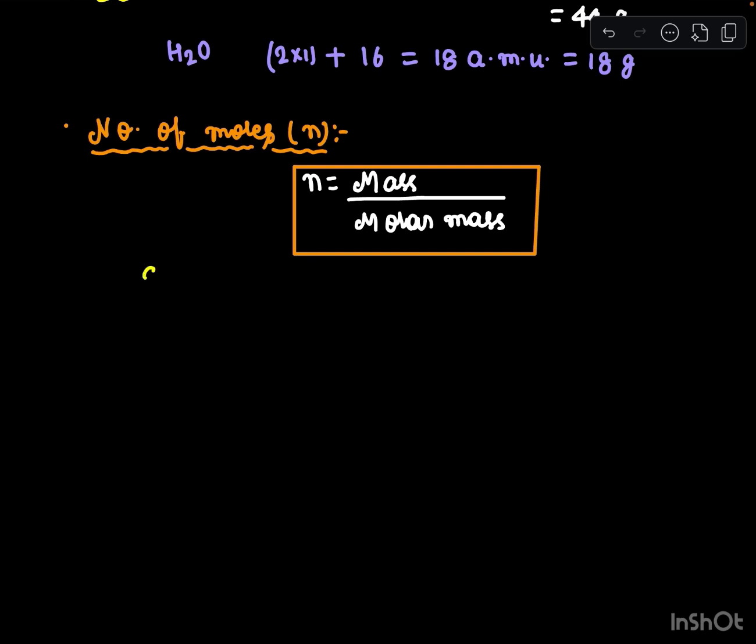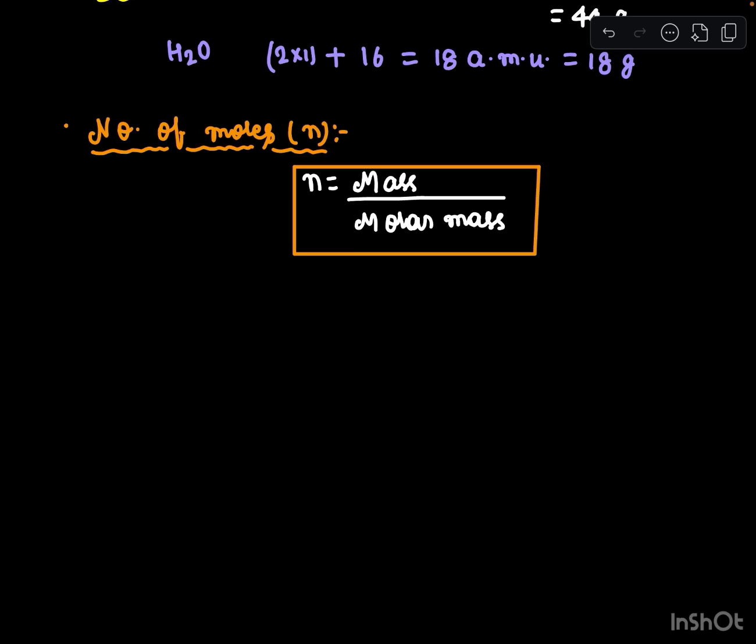In chemistry, we deal with solid, liquid, gas, everything. So we need such a unit in terms of which we can measure solid as well as liquid as well as gas. Such a unit was named the mole. That's why number of moles was needed. So number of moles is mass by molar mass.